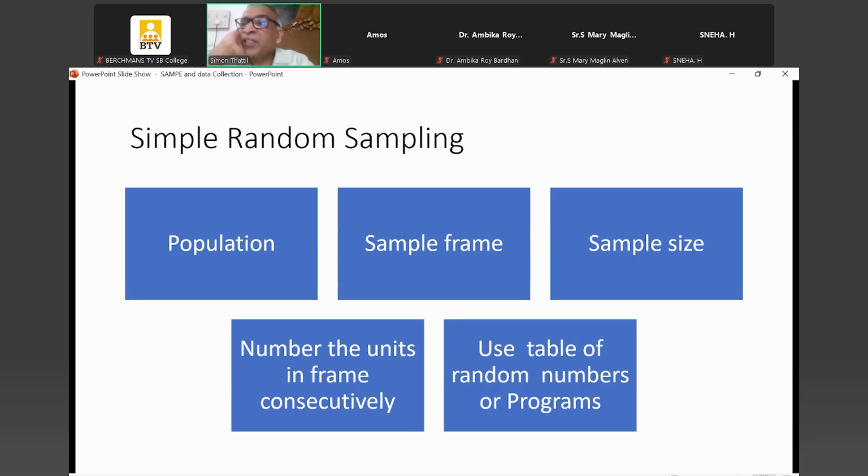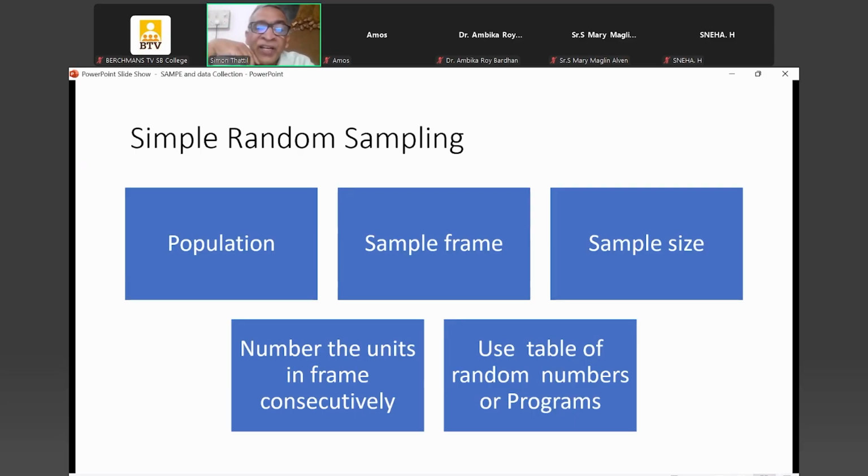There are 9,000 students in a college. I am taking students only with 1 year of college life. So there are only 8,000 such students. So population is 9,000. Sample frame is 8,000. And I'm saying that the adequate sample size is say 500.